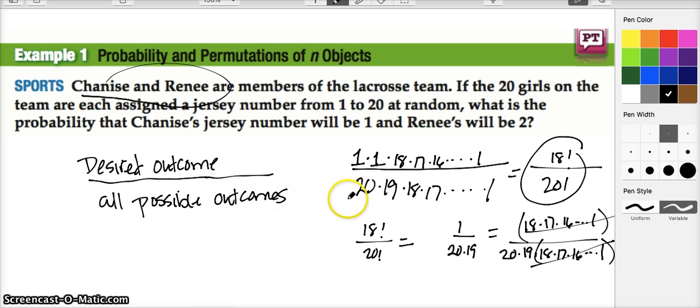So the probability of these young ladies getting the thing they want, particularly Shanice getting a shirt with 1 on it and Renee getting a shirt with 2, will be just this: 1 over 20 times 19, which is going to be 1 out of 380.